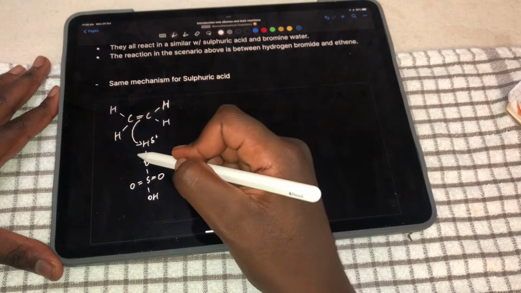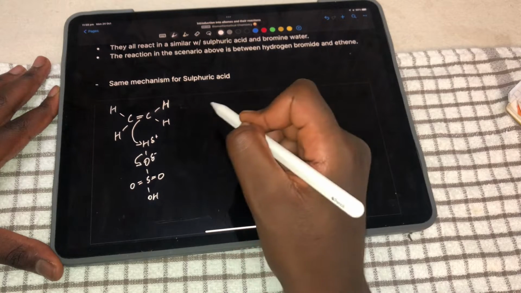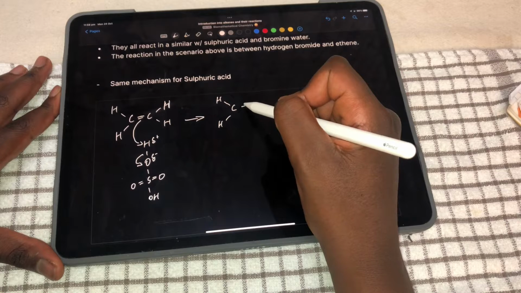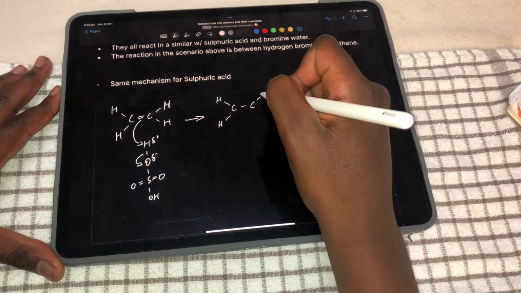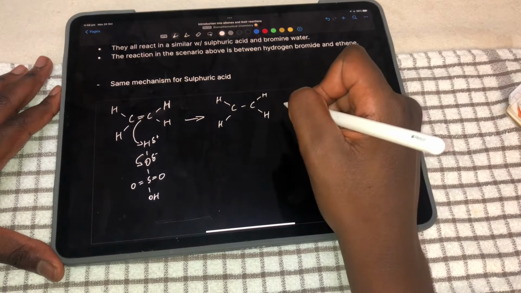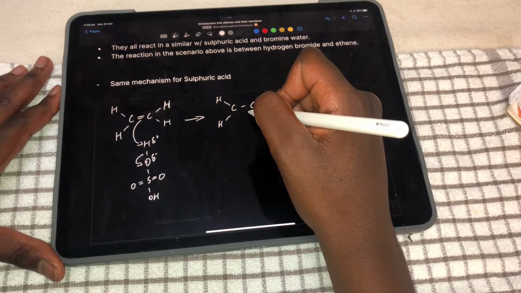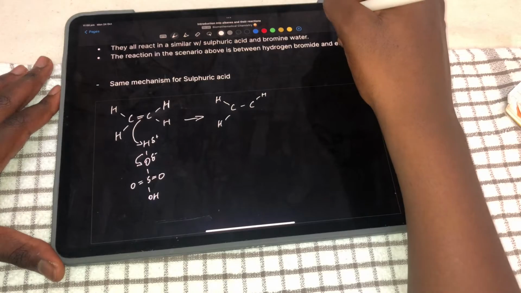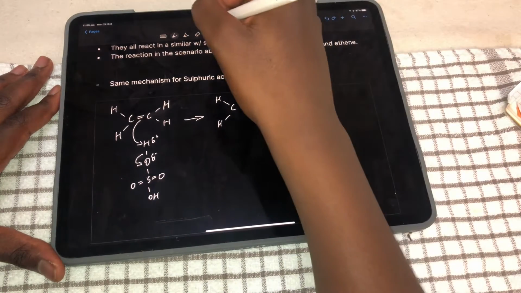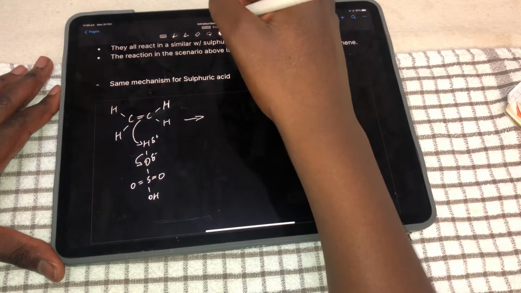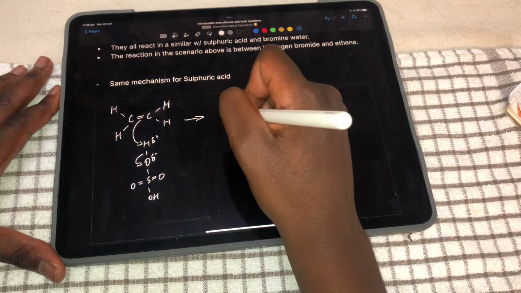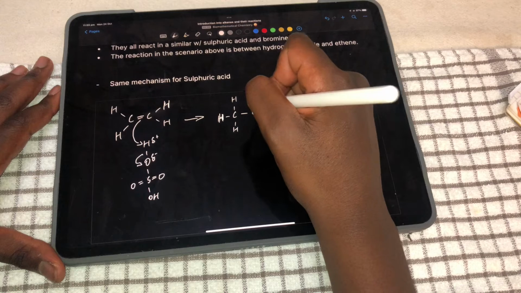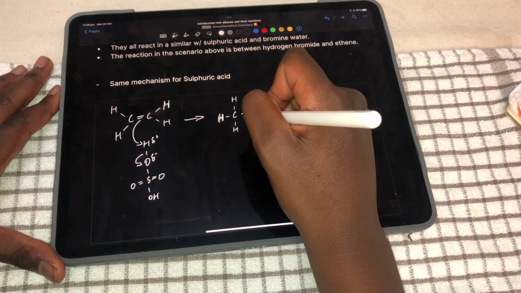When that happens, ethene is a symmetrical compound, so it doesn't matter which side you do your carbocation on. Oh, actually, I haven't even done a proper carbocation. Let me just do that part again. Carbocation here.